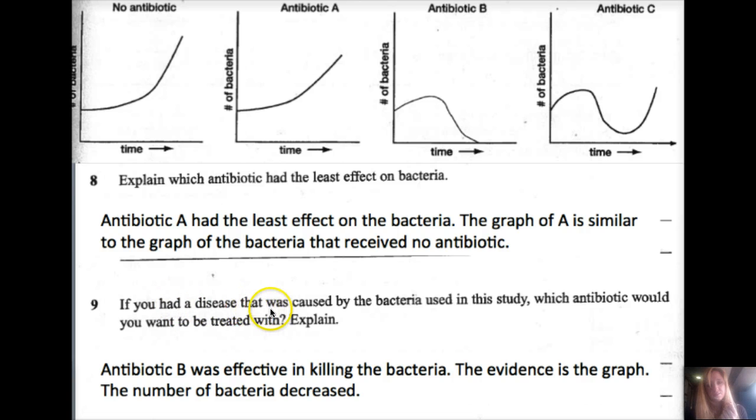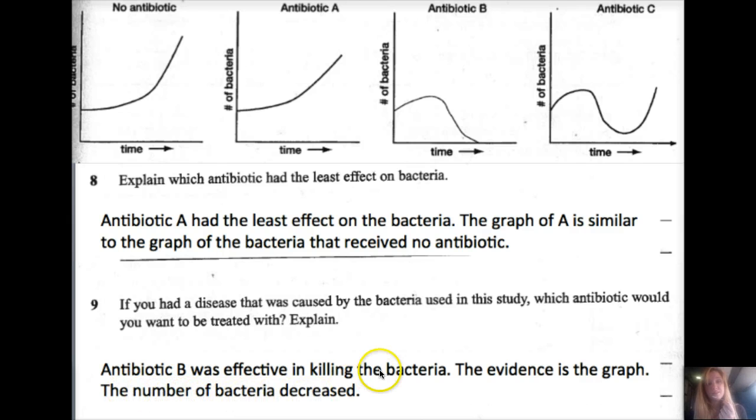If you had a disease that was caused by bacteria used in the study, which antibiotic would you want to be treated with? Explain. Well, I know for me, I want the one that kills the bacteria. So look over here, B is the only one that really made a decrease. So antibiotic B was effective in killing bacteria. The evidence is in the graph.